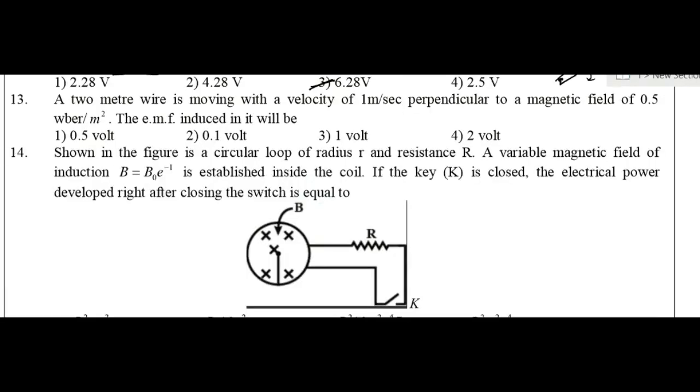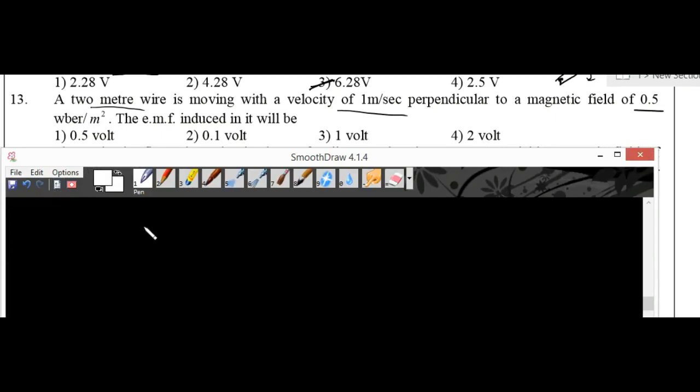A 2-meter wire is moving with a velocity 1 meter per second perpendicular to the magnetic field 0.5 Weber per meter square. The EMF induced in it will be, the EMF induced E is equal to BLV. So B is 0.5 into L is 2 meters, velocity is 1, so this is 1 volt.